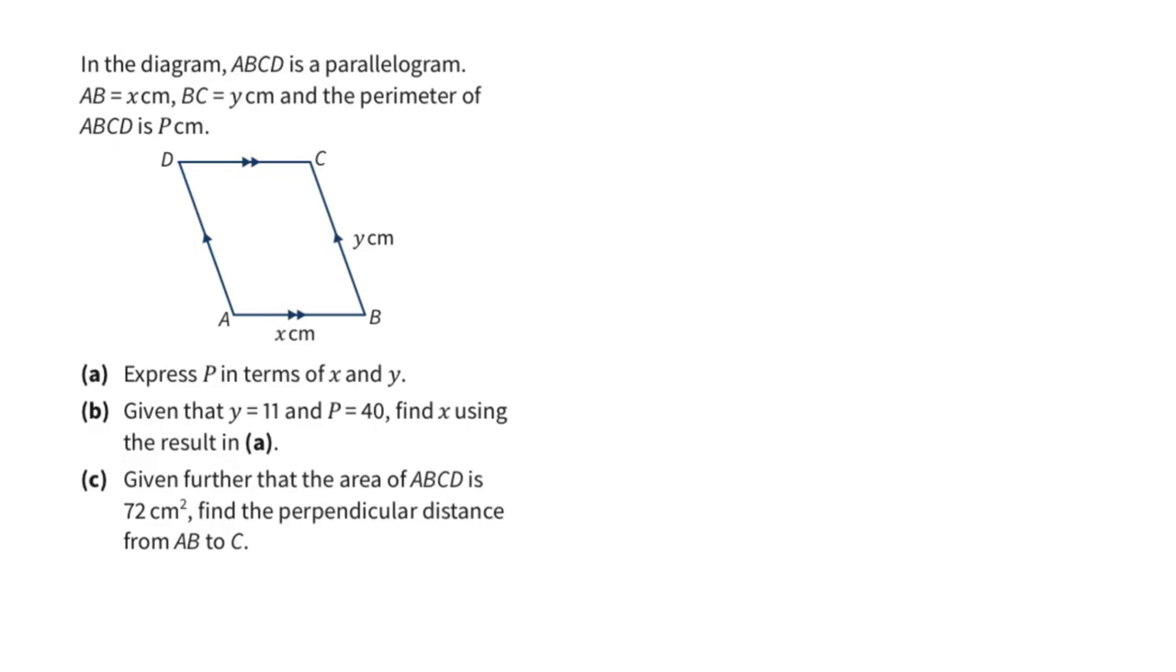Hello everyone, welcome to this video where we are given a parallelogram ABCD where AB is equal to x cm, BC is y, and the perimeter is P. Well, for part A, how do we express P in terms of x and y? We do know that the opposite sides of a parallelogram are equal to each other. So in this case, perimeter is simply x plus y plus x plus y.